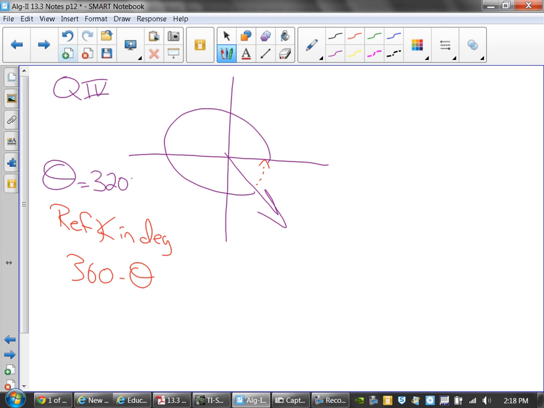For radians? Quadrant 3 for radians was theta minus pi. And if this was in radians, yeah, it's 2 pi minus theta. Very good.